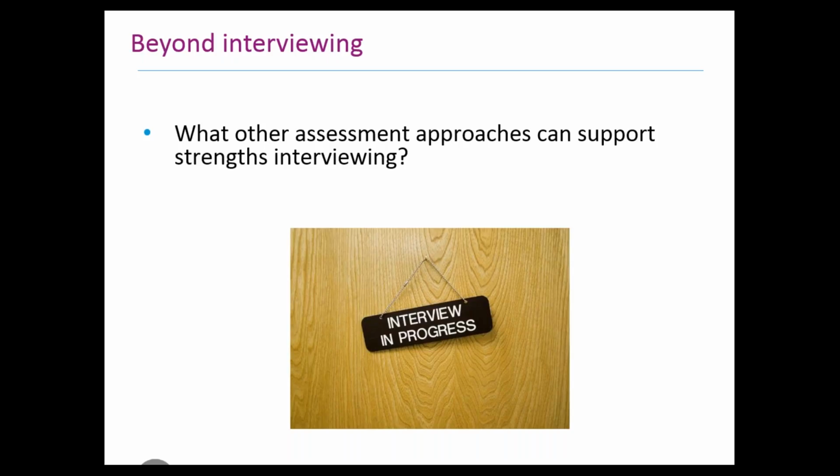Psychometric information we would also advocate the use of. Could be ability tests, personality tests, whatever it is that's going to be related to the role. And assessment center exercises too. So they could be role plays, group exercises, career presentations, case studies, in addition to a strengths-based interview during the assessment center itself.